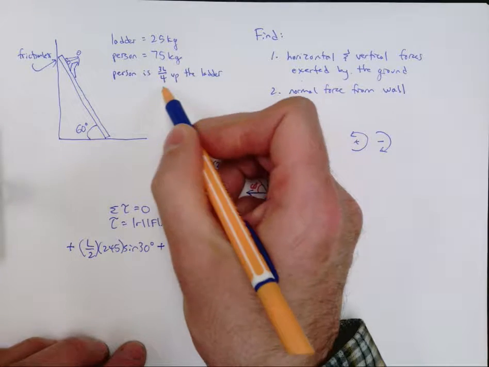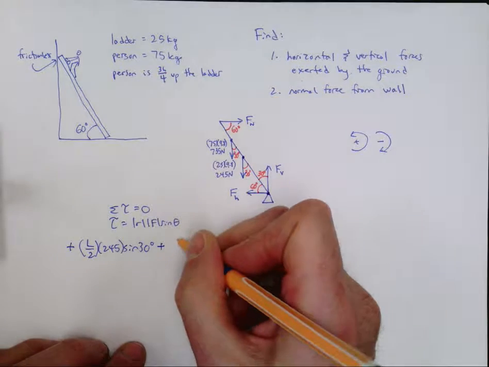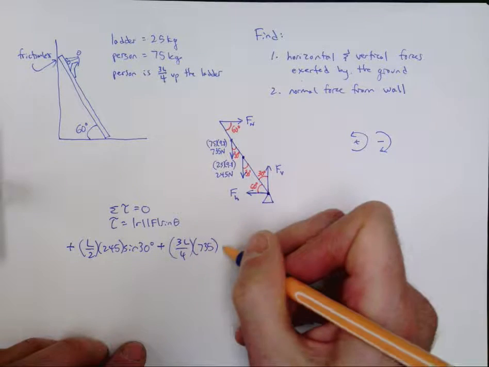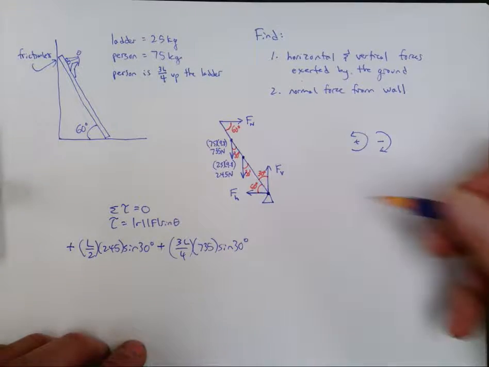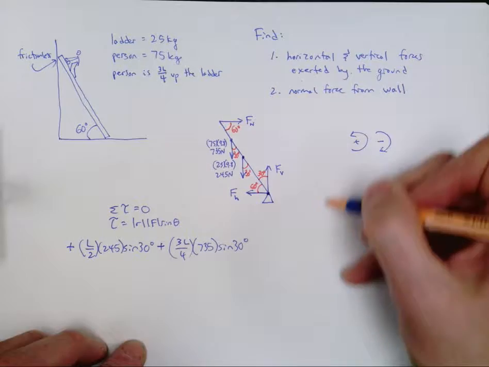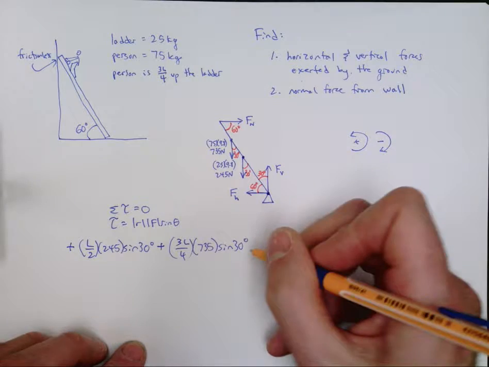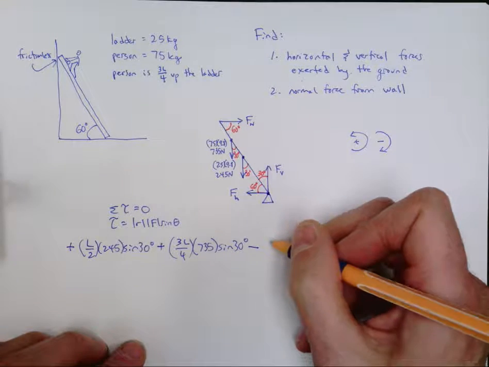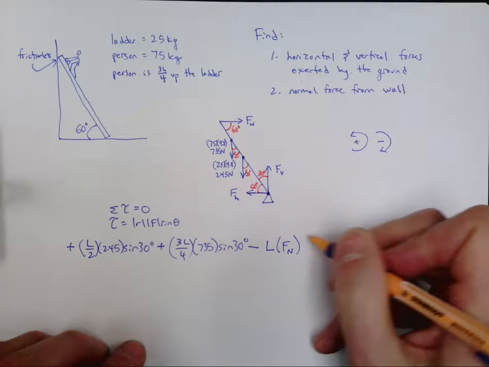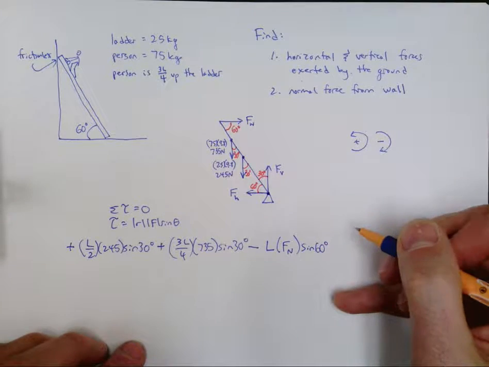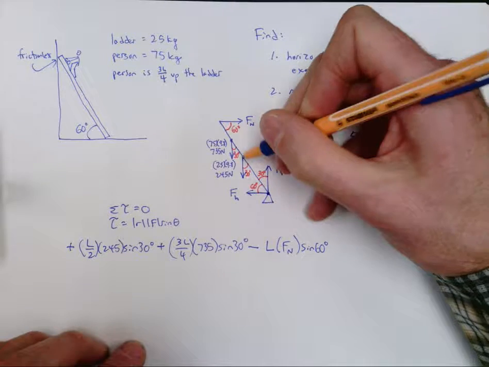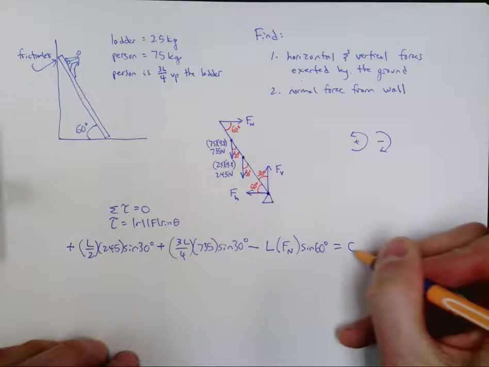That is the person, and right here it says the person is 3/4 of the way up the ladder. So the distance is 3L over 4. The force is 735, and the angle is, again, 30 degrees. Moving along the ladder, finally, we get to the end of the ladder. Now, this normal force would tend to make the ladder rotate this way, which is clockwise, considered the negative direction traditionally. That distance is the full L. The force is the unknown Fn, and we have sine of 60. Actually, these two forces exert no torque. And then we have these three, 1, 2, 3. They need to add up to 0.